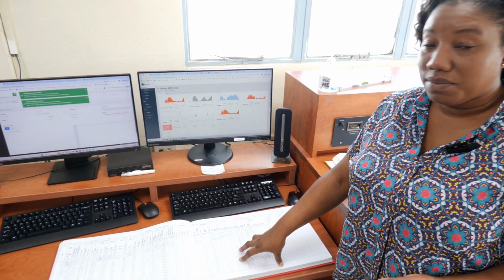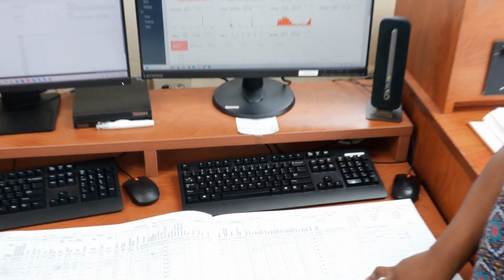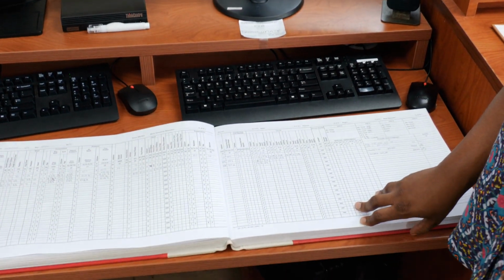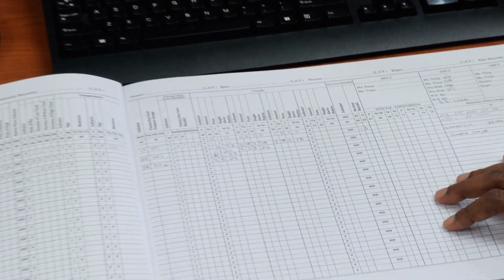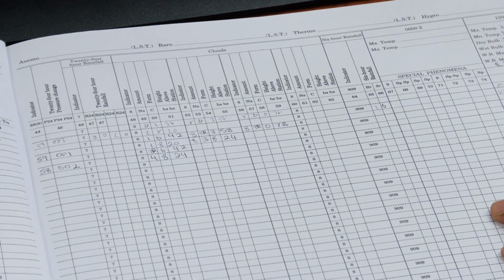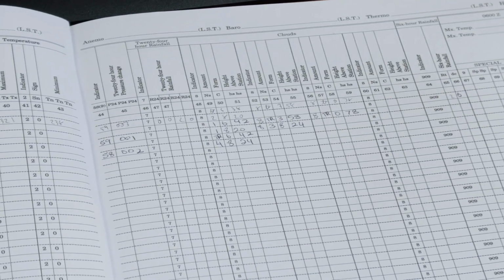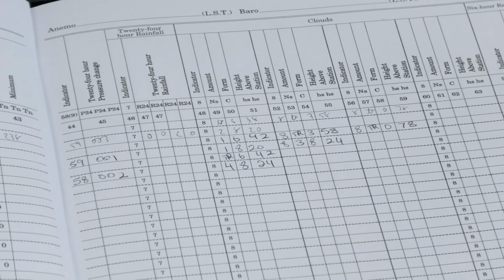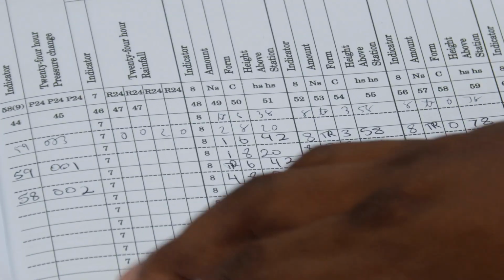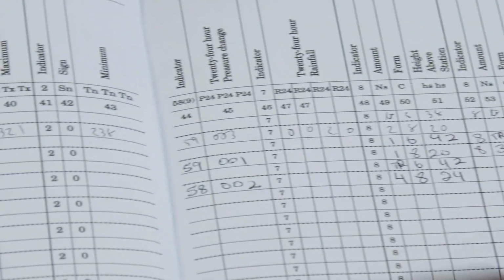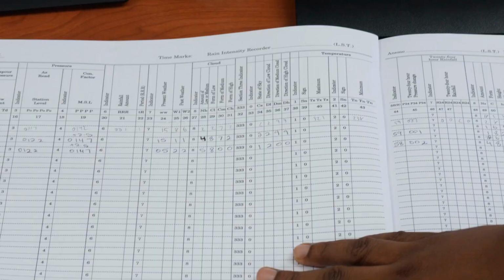So all of our observations are recorded in our observation registers. So here we have the synoptic register. Here we would have our synoptic reports. All of the observations are written in code form to summarize all the data, because it's a lot of data: the cloud information, the temperatures, the pressure, the wind. So we have it encoded in a short format. So this is what a synoptic observation would look like.